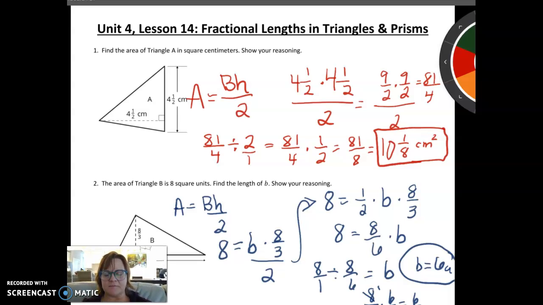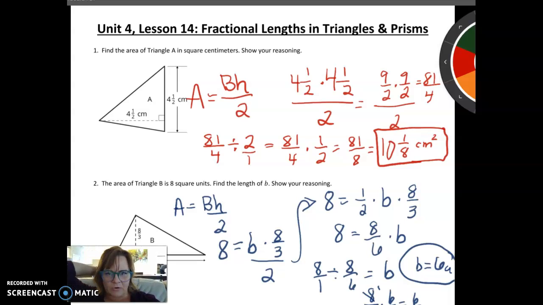I'm going to talk about lesson 14. We're using fractional lengths in triangles and prisms. So this is a great review of what we did in Unit 1 when we found the area of triangles, rectangles, and we found the volume of prisms. So this will be a good review for you guys.